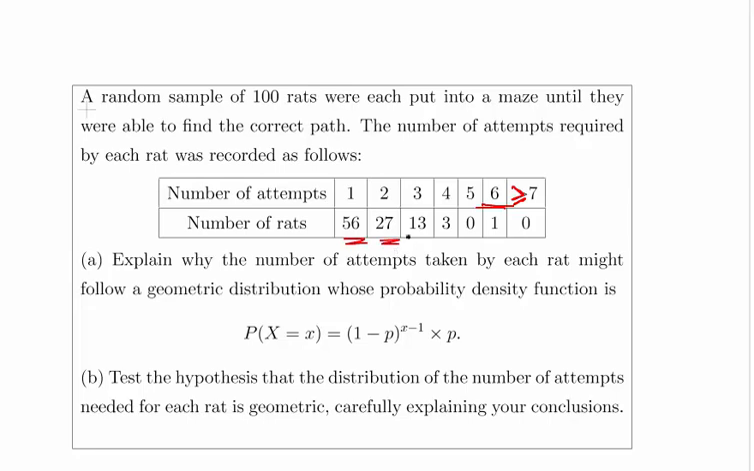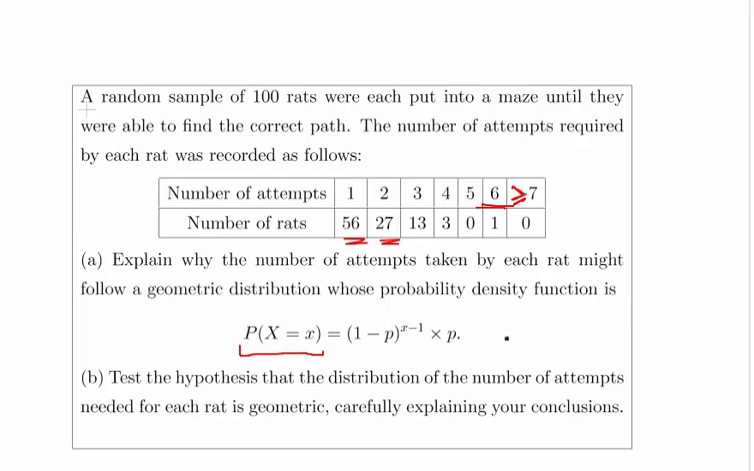Now, explain why the number of attempts taken by each rat might follow a geometric distribution whose probability density function is given as follows. The probability that X equals x, where capital X is the name of the variable, here the number of attempts, with the attempt being the first success in this case, is (1 minus p) to the power of x minus 1, times p.